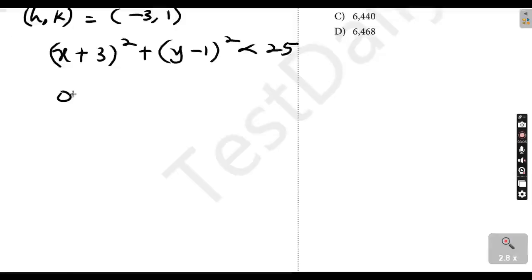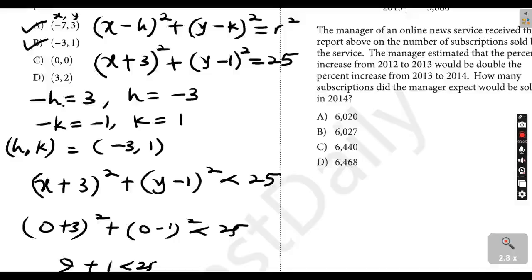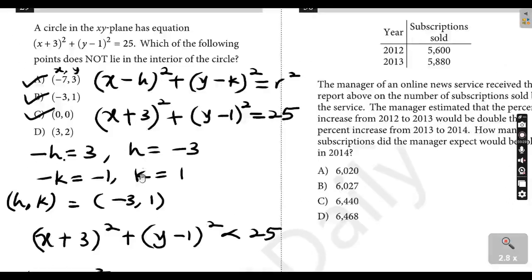At (0, 0), we have (0 + 3) squared + (0 − 1) squared, less than 25. 0 + 3 is 3. 3 squared is 9, plus 0 − 1 is −1. (−1) squared is 1. So 10 is less than 25. Therefore, option C is also correct. It lies in the interior.